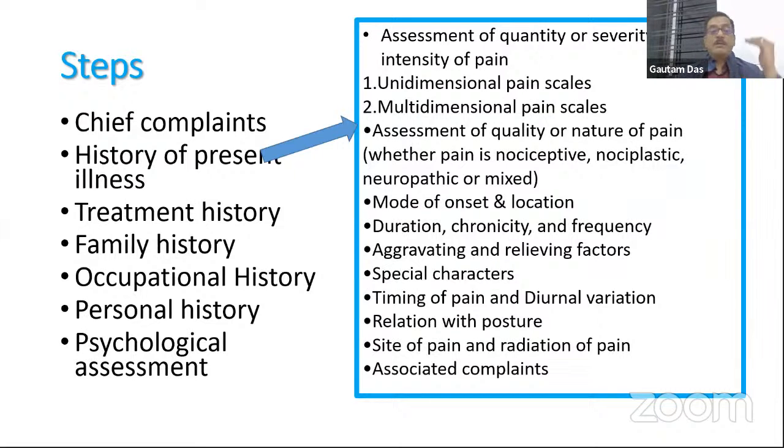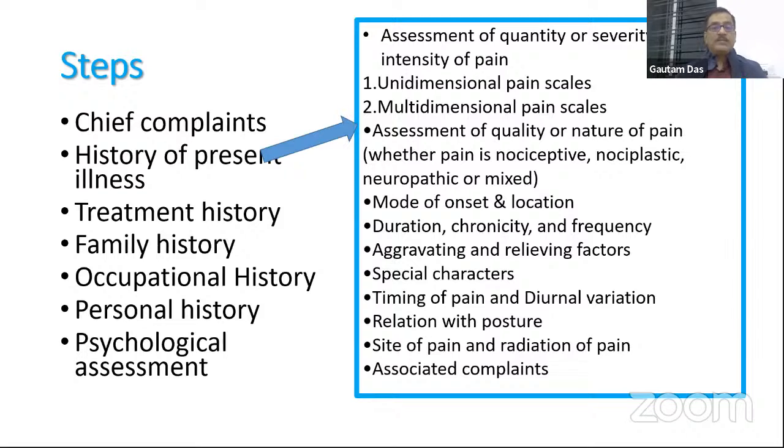Then your treatment history, family history, occupational history, personal history, and psychological assessment. That is also very important. Psychological assessment should also come from the history. We are not psychiatrists, but certain basic things we have to remember, and we need to know which patients need an additional psychiatrist consultation. For that, the basic psychological evaluation is also a part of evaluation of the patient.